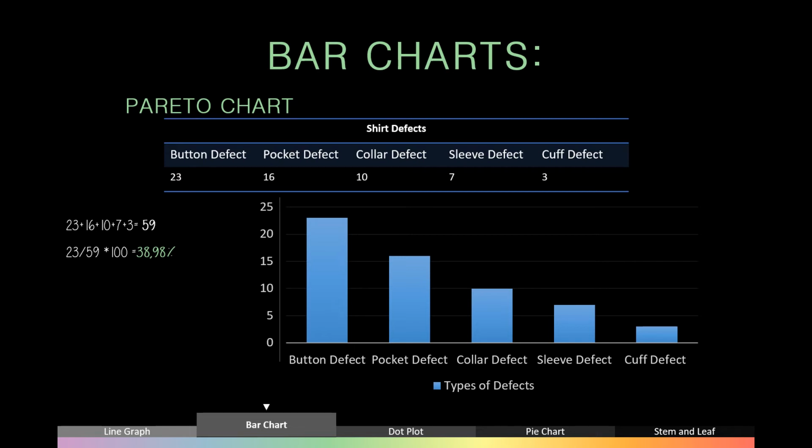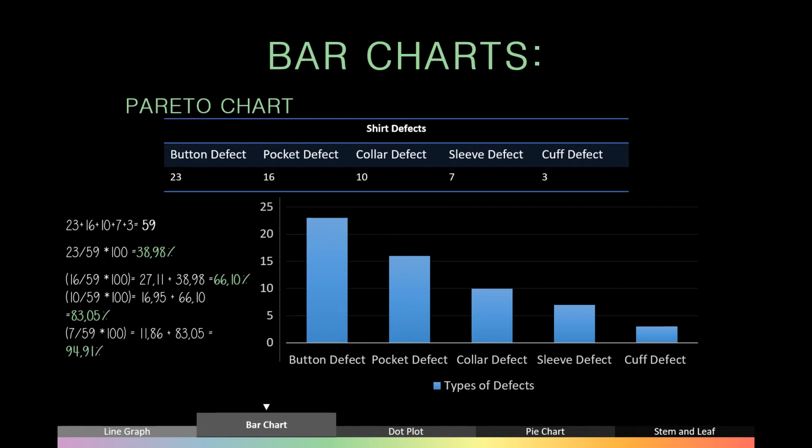Next, for the pocket defects, we're going to do the exact same thing. However, remember we are calculating a cumulative total, and so we're going to sum the previous percentage. We're going to do the same thing for the collar and the sleeve defect, and as well for the cuff defect, ensuring that when we do this for our final category, we sum to 100%. If you're not summing to 100%, this suggests that you've made a calculation error somewhere, and you've possibly even rounded off incorrectly. So you need to go back and check your calculation.